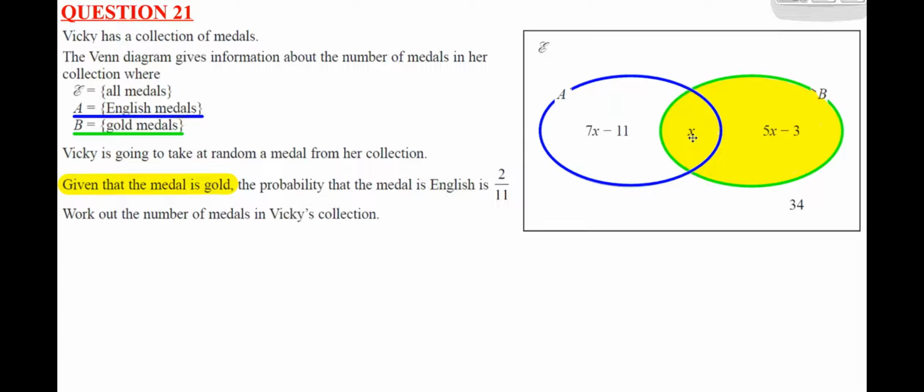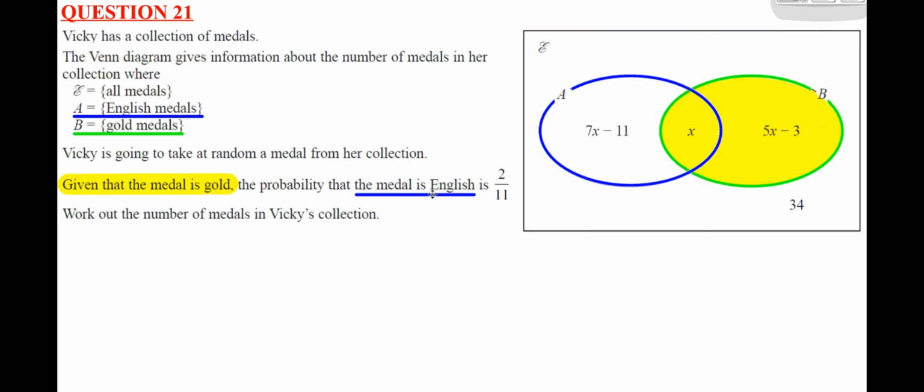So as a fraction, x over 6x minus 3, the fraction of them that are gold, must be the same as 2/11. Just as the chance of rolling a 6 on a dice is 1/6, because one side out of those 6 in total is a 6. So we can write this down as an equation.